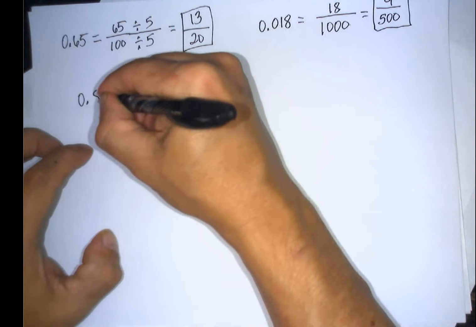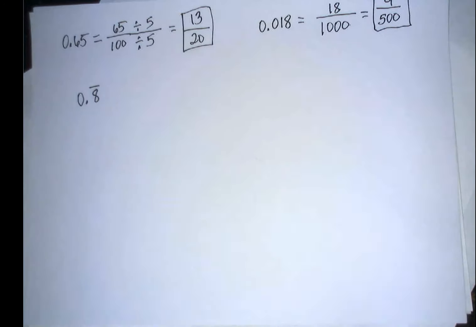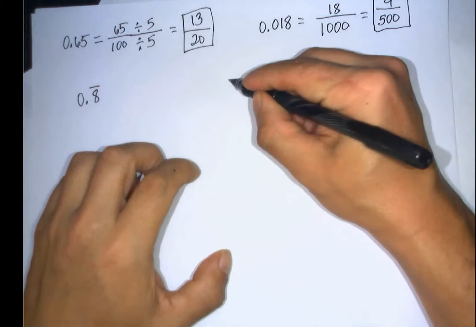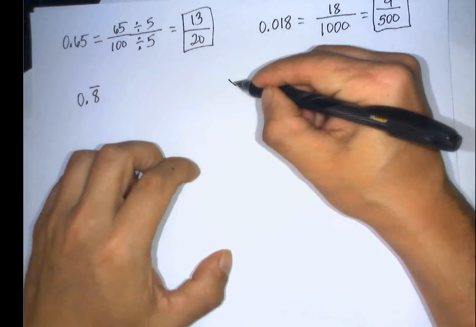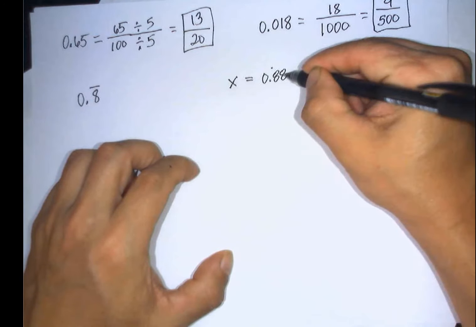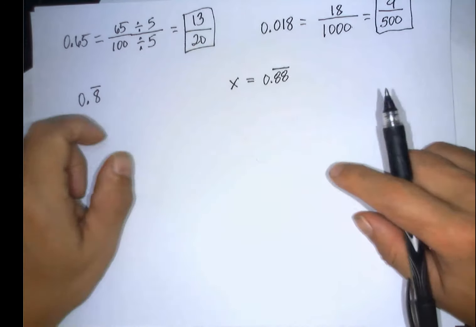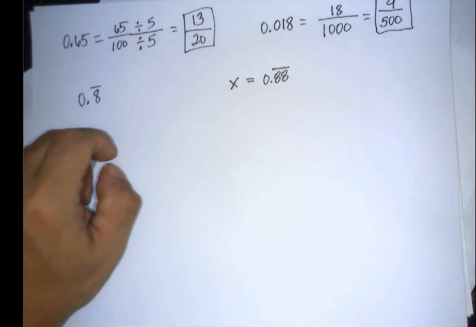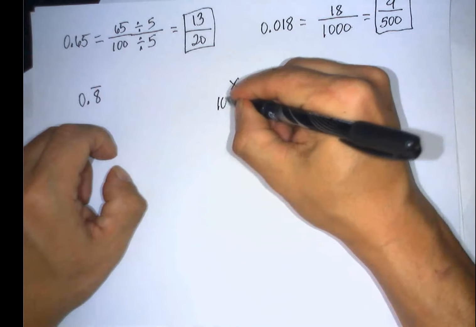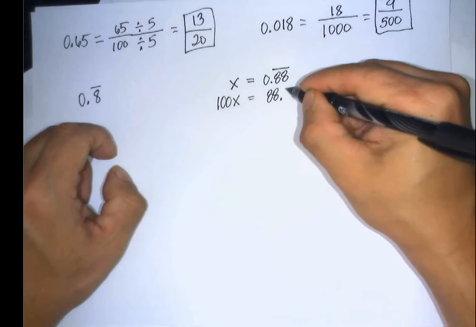Okay, let's get a little bit harder. What if we have 0.8 with a bar over it? Now this is where we get a little tricky. If I let this number, I'm just going to say x is equal to 0.88 with a bar over it. Now, if I multiply both of these by 100, that means I have 88.88 with a bar over it, right?